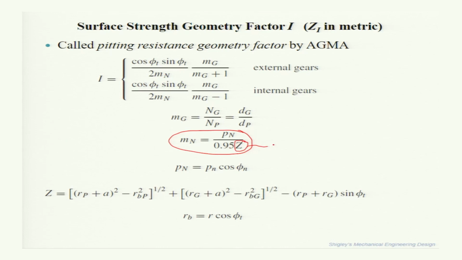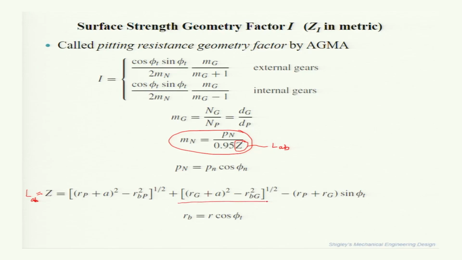line of contact or the length of contact LAB, and the Pn is given by the normal pitch of the helical gear multiplied by cos of the normal pressure angle, and LAB or Z is given by, within the bracket, Rp, the pitch circle radius, plus addendum, the length of the addendum, whole squared, minus Rbp, the base circle radius of the pinion, squared, bracket closed, and it to the power half.